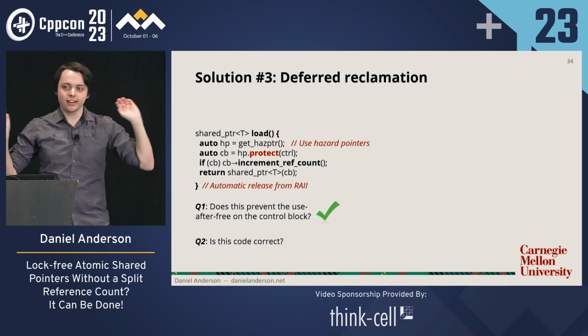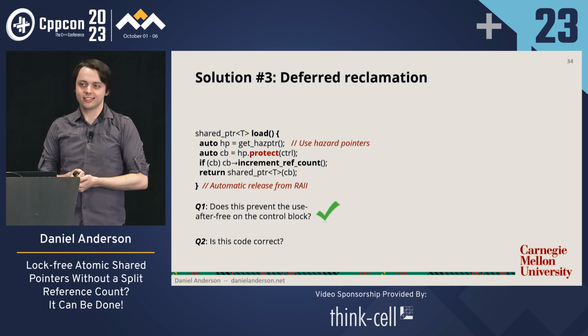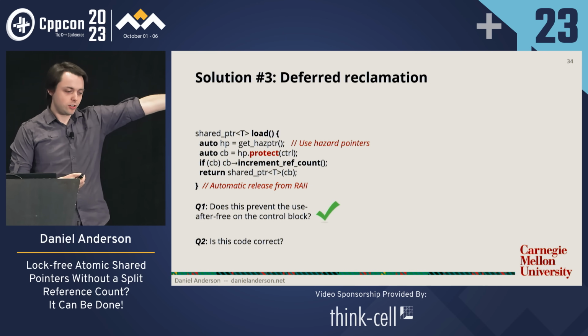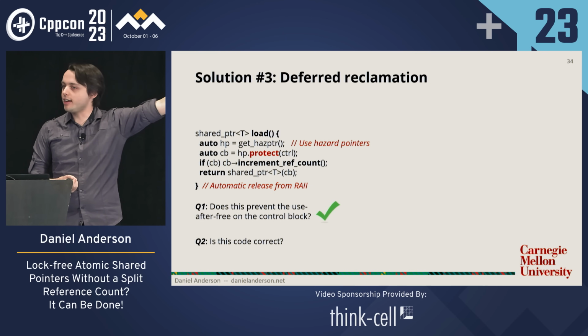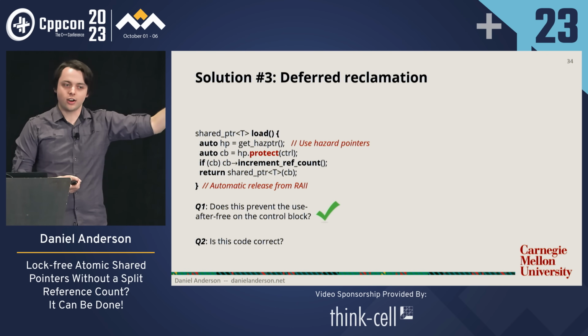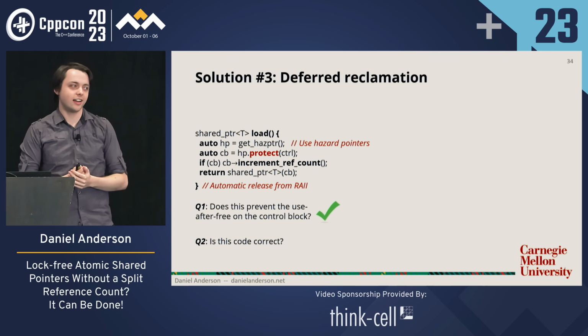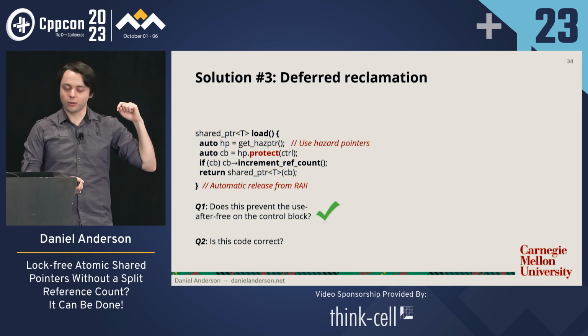Okay, who can shout out an idea why? Why might this code not be correct? Release is missing. The release. So the release, I'm assuming, is going to happen automatically from the RAII type, right? This hazard pointer type will release the protection for me. So I'm okay with the release being hidden in the RAII type. There's a more subtle problem here.